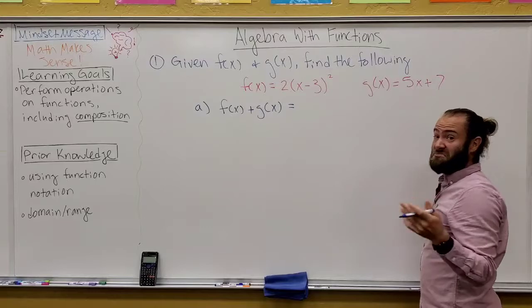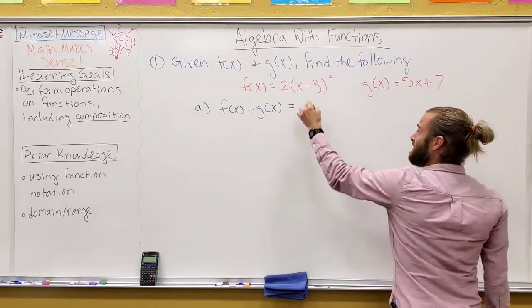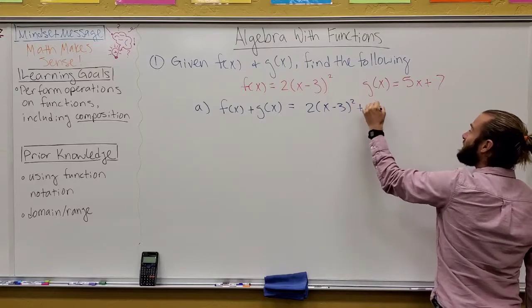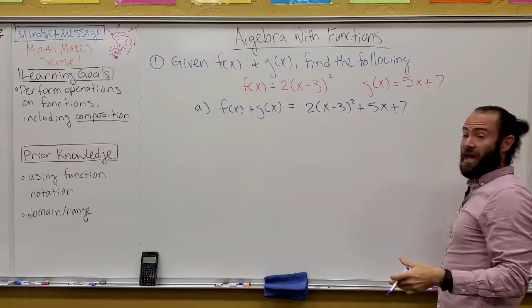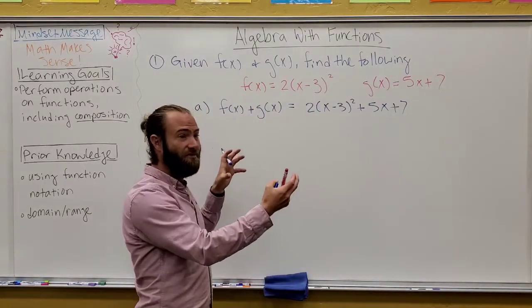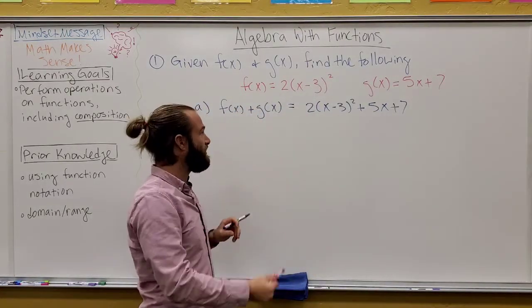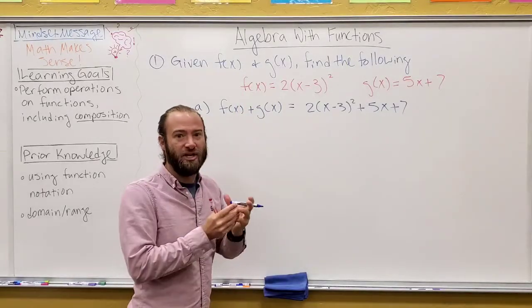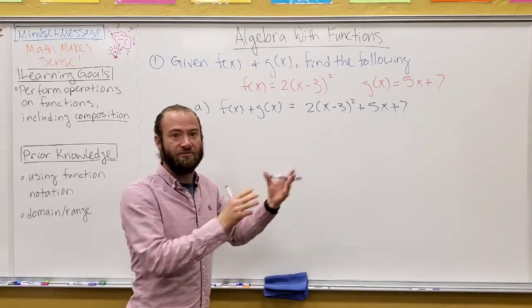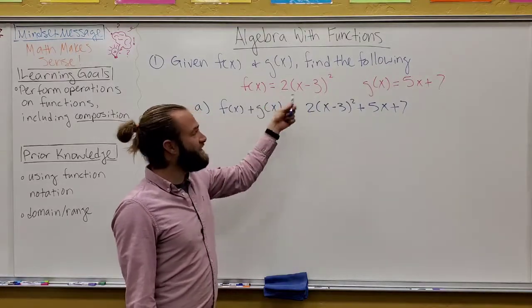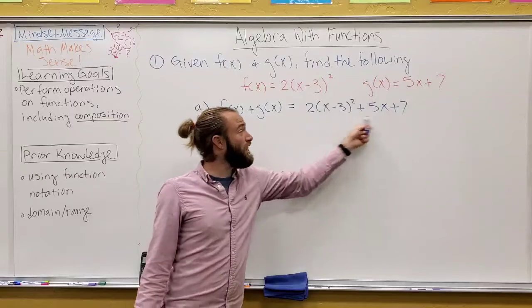Now, we can literally just write the two functions and add them together. 2 parentheses x minus 3 squared plus 5x plus 7. And there we go. There's a new function. It represents the sum of all the outputs from the previous functions, right? When we talk about a function, we're basically talking about a collection of all outputs that would result from putting all the different inputs in, right? Now this did not say to put it in normal form, so we are okay leaving it like this.